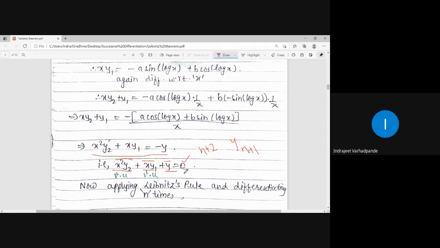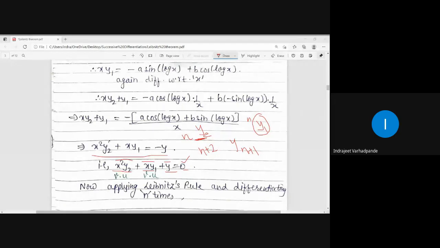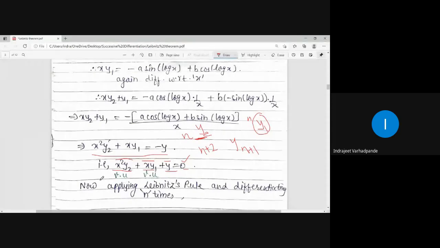And recently we have learned that if I have the term y2 and I differentiate it n times, I will get the derivative y n plus 2. If I have the term y1 and I differentiate it n times, then I will get the term y n plus 1. Similarly, here I have the terms y1, y2, etc. Now, my job is to differentiate them n times and apply the Leibniz theorem, because for the product of two terms, I will have to apply the Leibniz theorem.